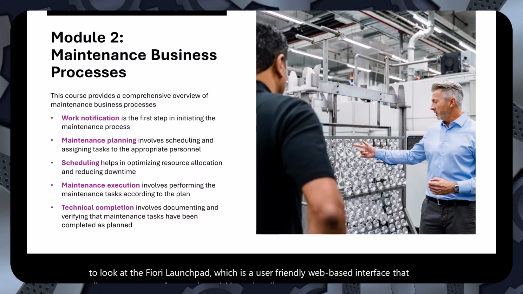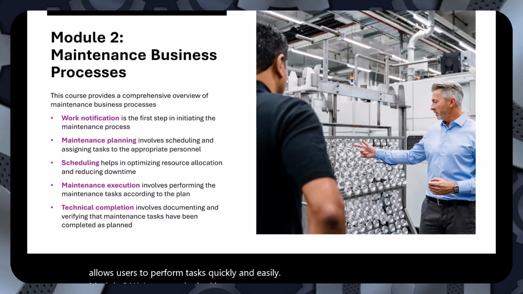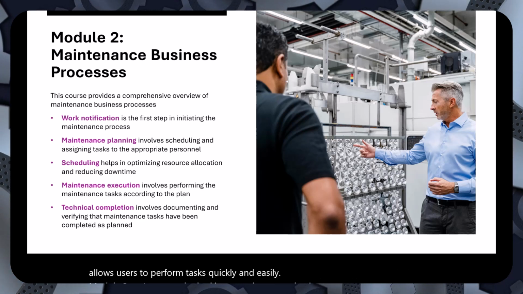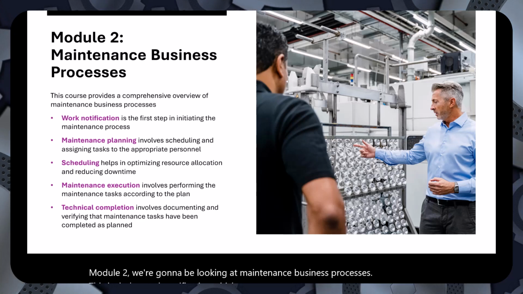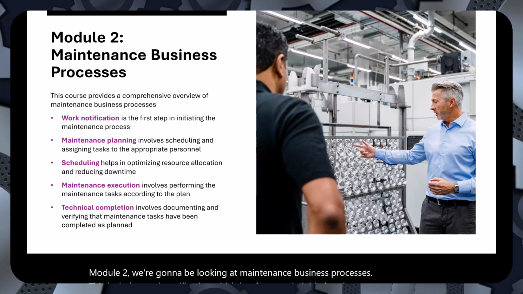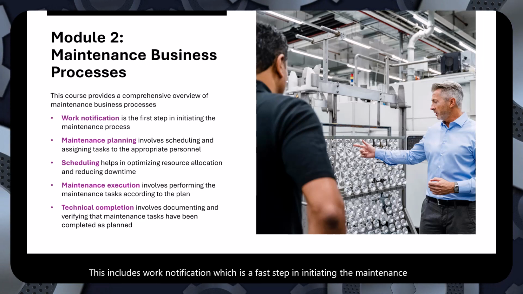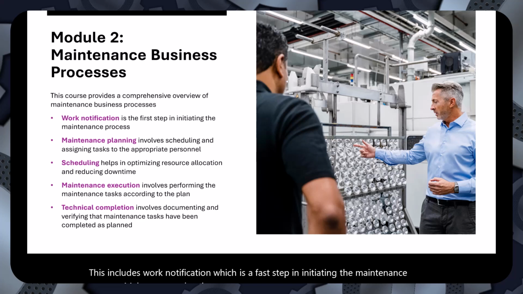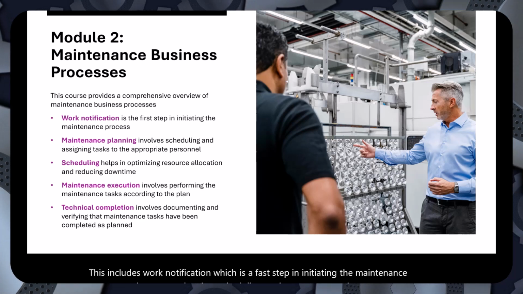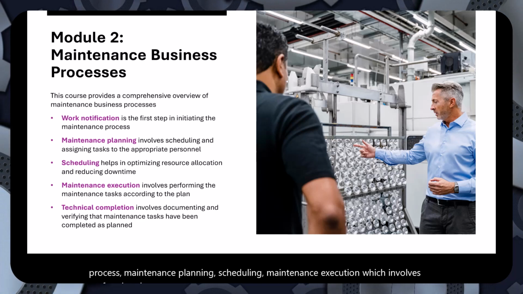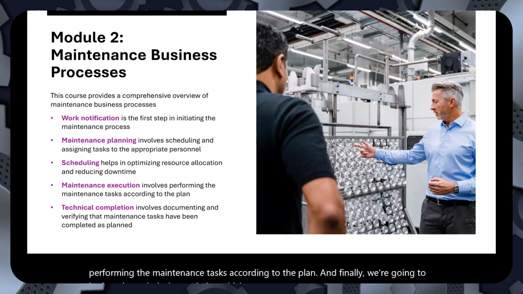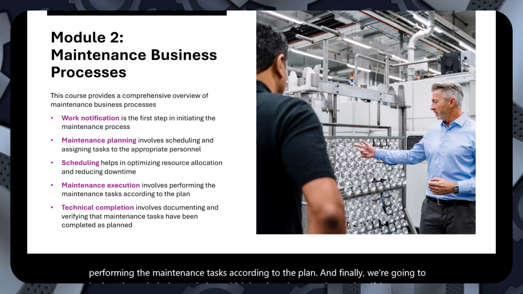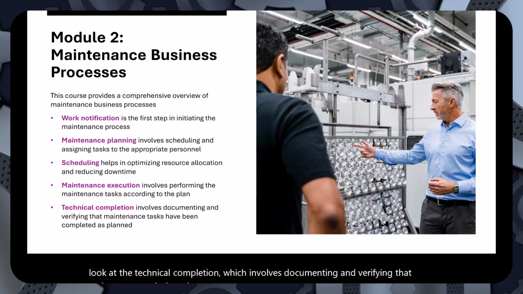Module 2, we're going to be looking at maintenance business processes. This includes work notification, which is the first step in initiating the maintenance process, maintenance planning, scheduling, maintenance execution, which involves performing the maintenance tasks according to the plan, and finally, we are going to look at the technical completion, which involves documenting and verifying that maintenance tasks have been completed or performed as planned.